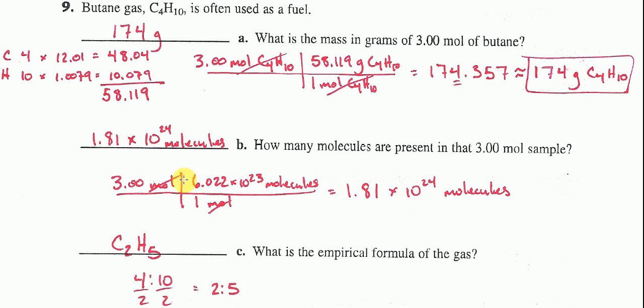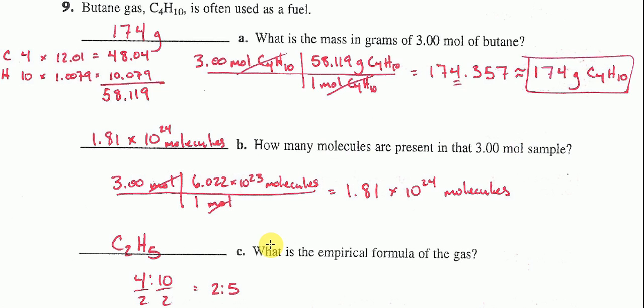This setup tells me that I need to multiply these values, and I end up with 1.81 times 10 to the 24th molecules. So in this 3 mole sample, there are this many molecules. And no, I do not need to use grams at all, because I have the ability to convert directly from moles to molecules using Avogadro's number.